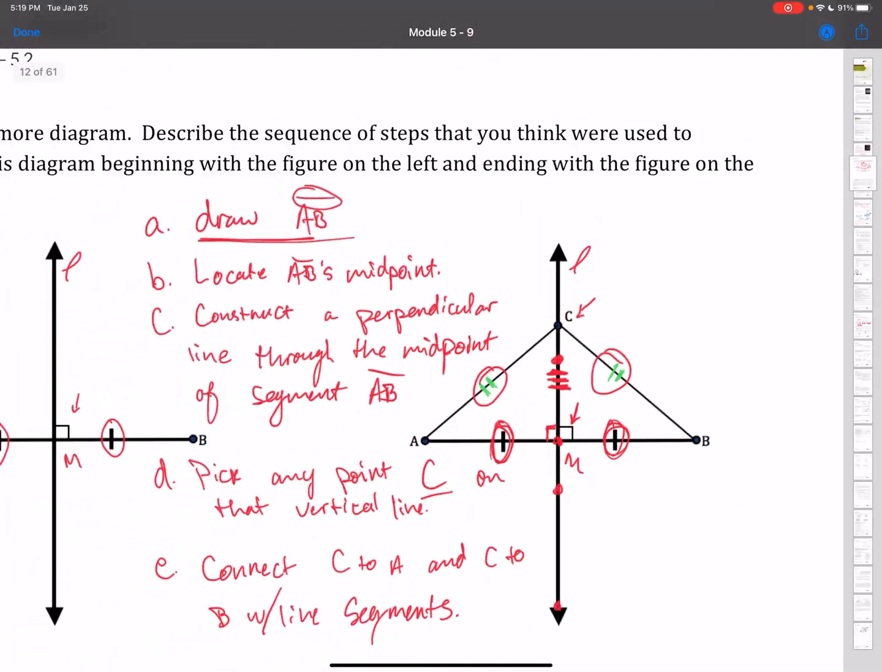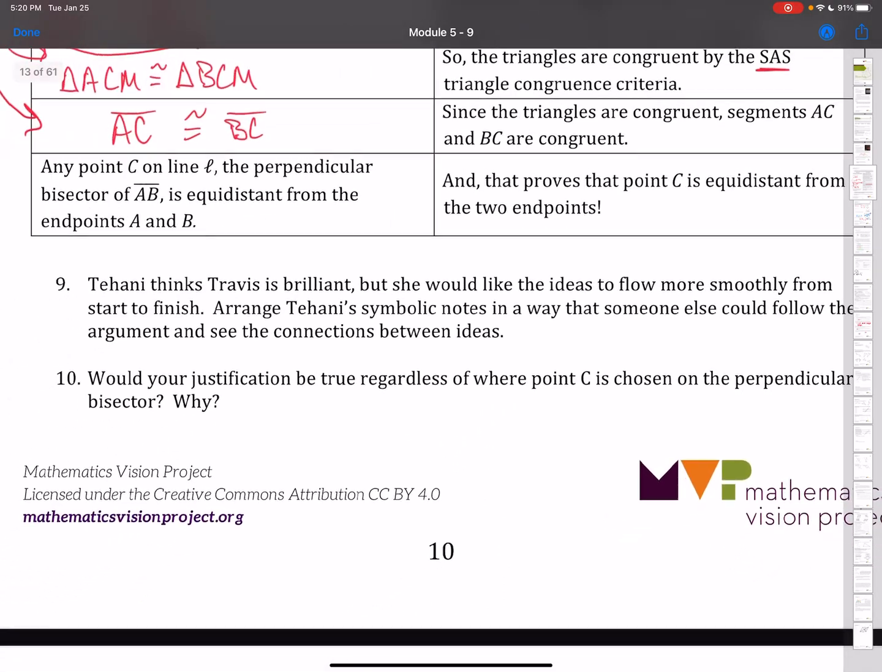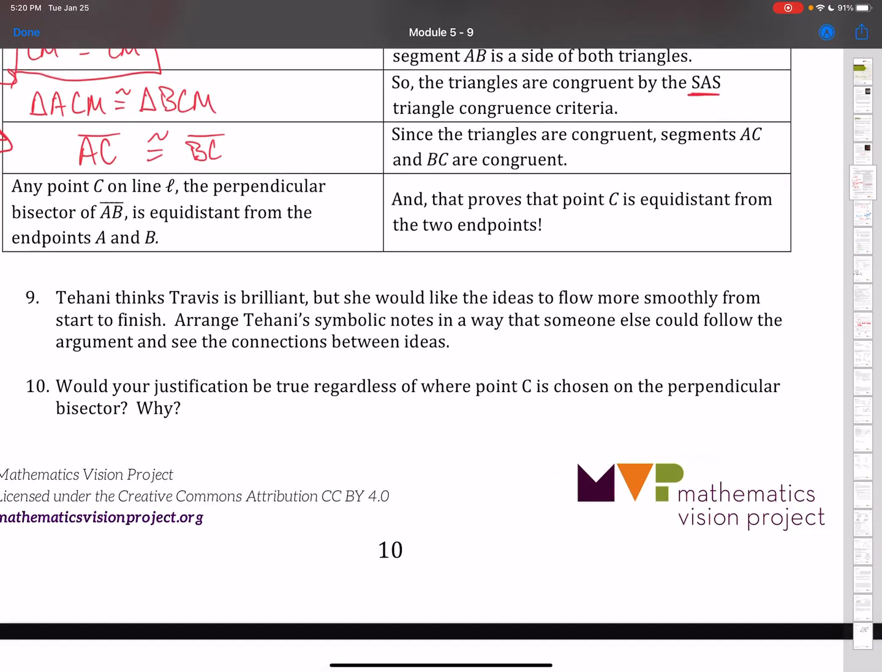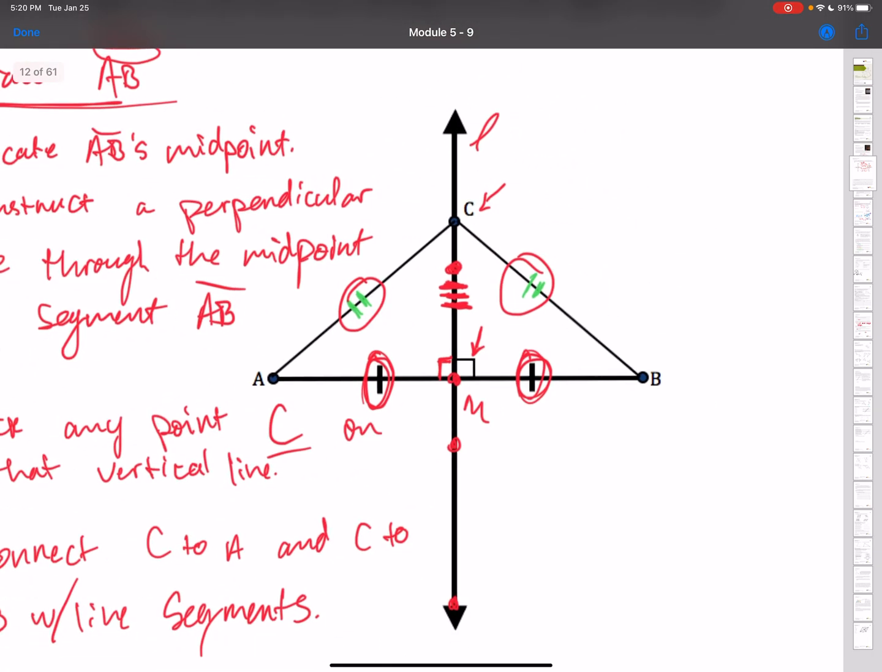Let's go back and look at our lesson. We have one more thing to do. Number 10, would your justification be true regardless of where point C is chosen to be on the perpendicular bisector, and why? Well, what we did up here is I chose these values and did not give them any actual distances. I didn't give them any numbers, right? If we look at this in the raw form it was given to us, it's given with statements of congruence, not statements of equality. No numbers are equal to each other.